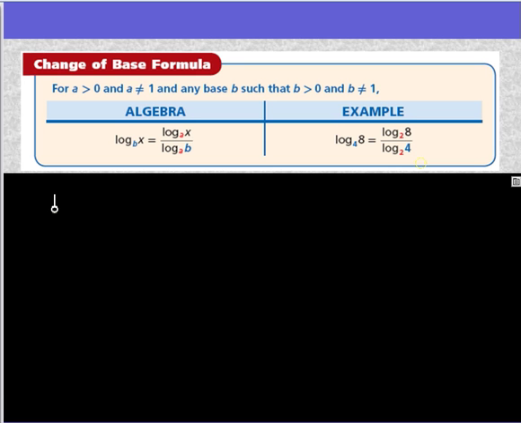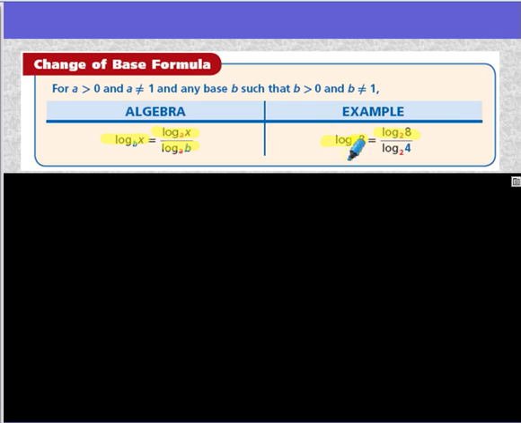So this is the rule. Log to the base b of x is equal to log to the base a of x over log to the base a of b. We typically use this to do logs with different bases in our calculator. Here's the example they have. Log to the base 4 of 8, if we want to change that to base 2, is log to the base 2 of 8 over log to the base 2 of 4, which was our original base.